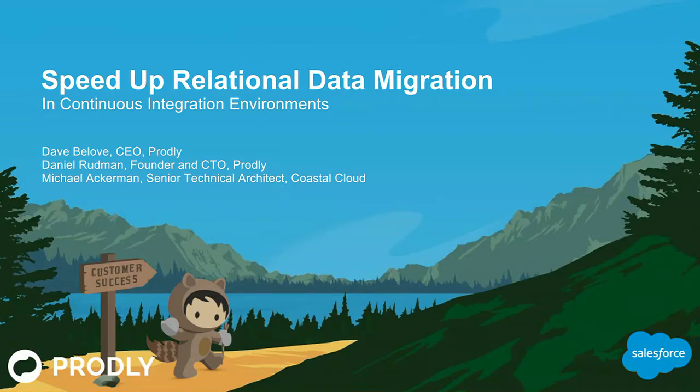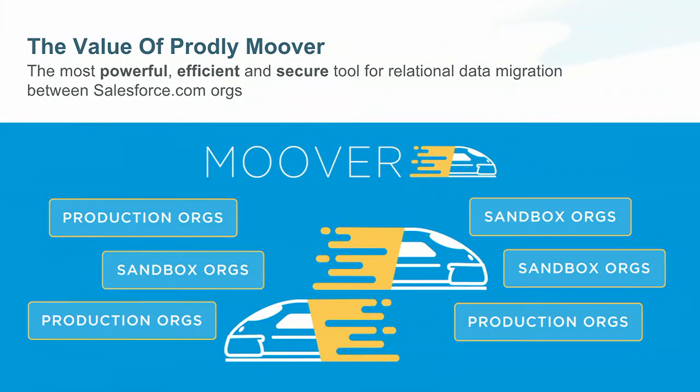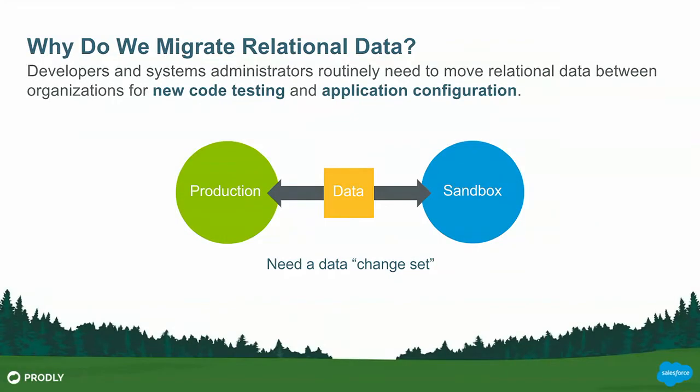So before I hand it over to Mike, I just want to point out that the common denominator between these two speakers is this product called Moover. It is a Salesforce native relational data migration app, and it allows you to move data between production and sandboxes or sandboxes and production. So there are two basic use cases for this.